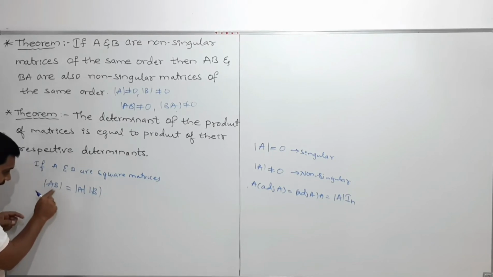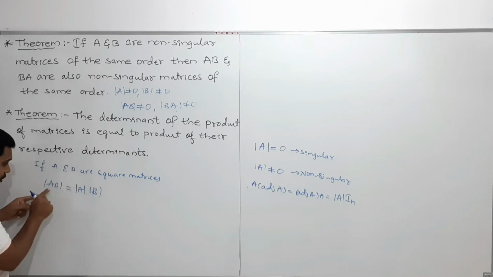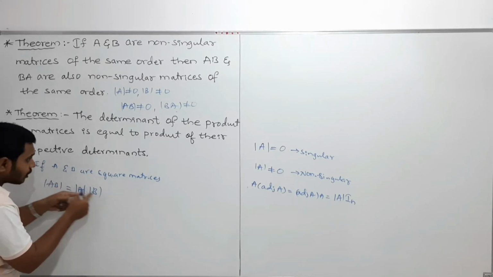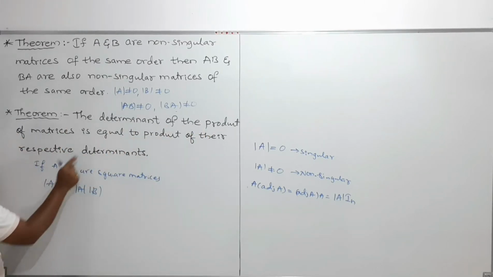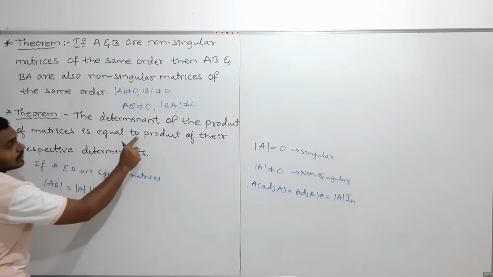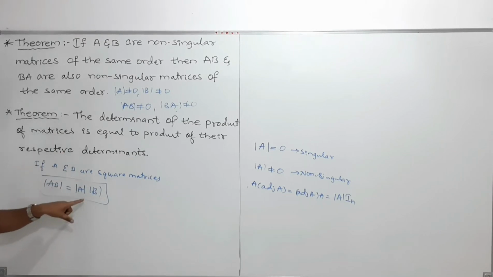If you take the product of these and want to calculate the determinant, the value is equal to determinant of A into determinant of B. So the determinant of the product of the matrices is equal to the product of their respective determinants, where A and B are square matrices. This is the meaning of this theorem. Clear? You should just remember: determinant of AB is equal to determinant of A into determinant of B. So this is the result I have.